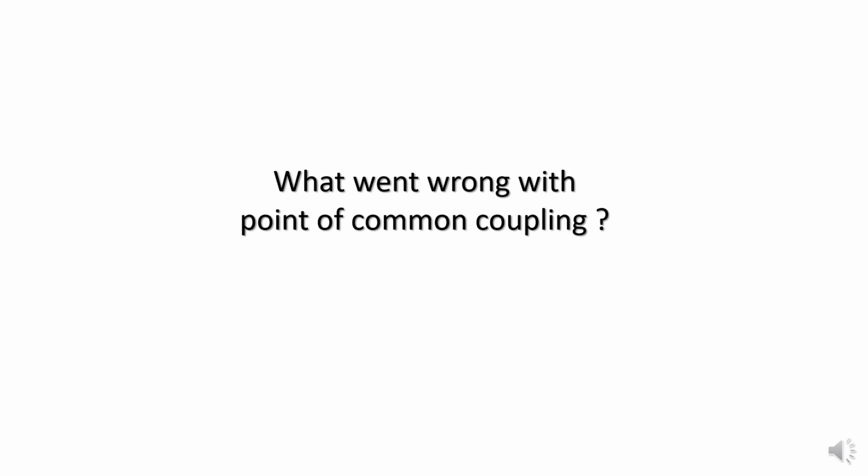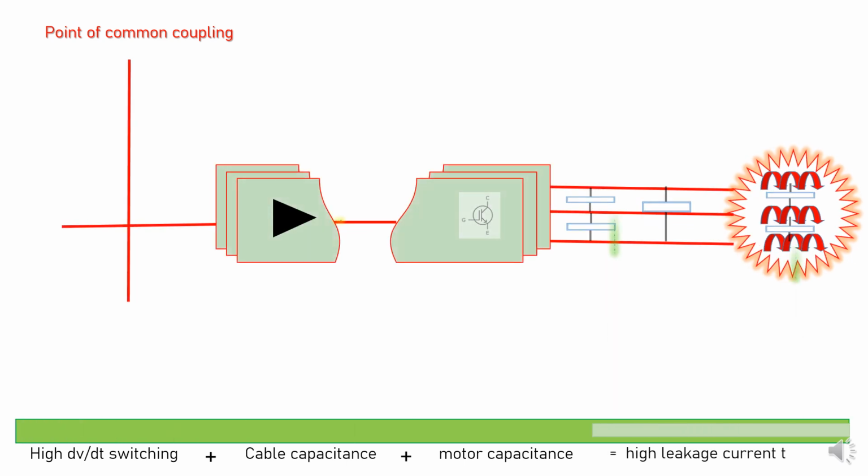So before going to that, what went wrong at the point of common coupling? We call it the PCC. So at the point of common coupling, how the VSD, this is the point of common coupling. Let me try to explain. With dV by dt switching at the IGBT with the cable capacitance and motor capacitance, you can see this is a fantastic drawing that I have shown on the screen.